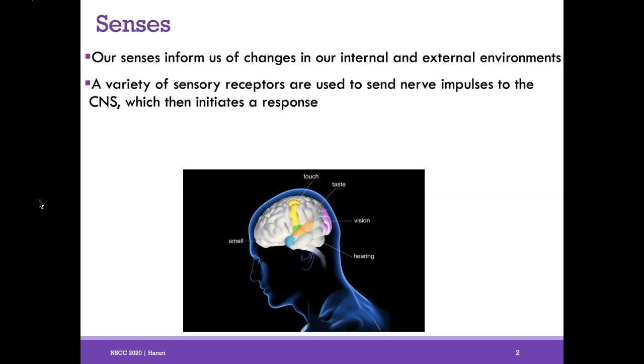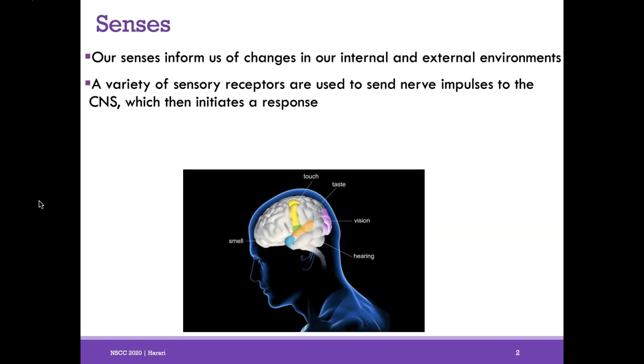So our senses inform us of changes in our internal and external environments. Right? We keep on bringing up the idea that the brain is enclosed in a skull. It's pretty dark in there. So how does the brain know what's going on? We need to have sensory receptors. We have many different kinds of sensory receptors throughout our body, both external and internal. And these are used to detect changes in the environment. And they then send these nerve impulses to the brain, which can then initiate a response.